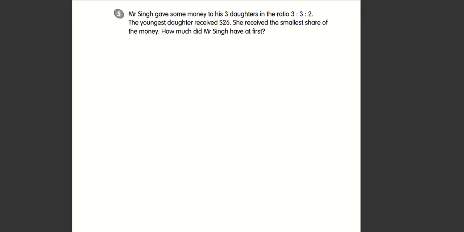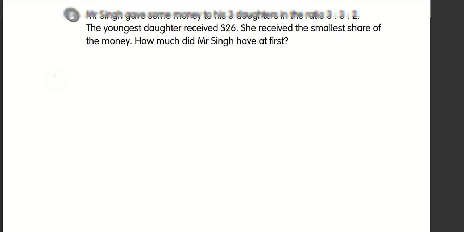Mr. Singh gave some money to his 3 daughters in the ratio 3:3:2. The youngest daughter received $26. She received the smallest share of money. How much did Mr. Singh have at first? Okay, so in this case, the 3 daughters didn't say who took which amount. So let me first annotate this question.